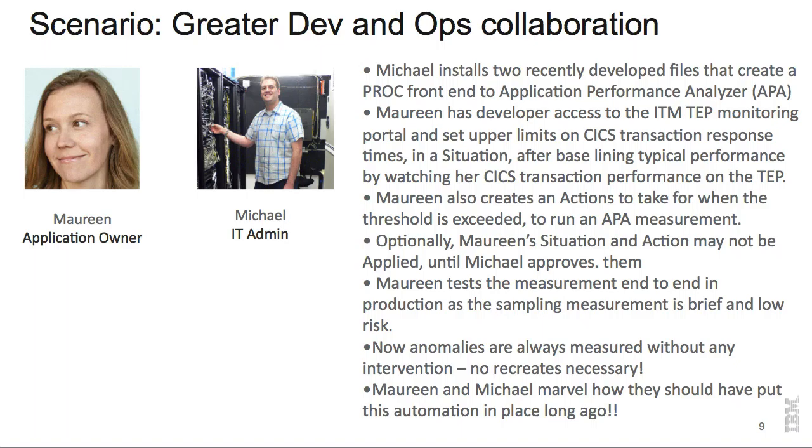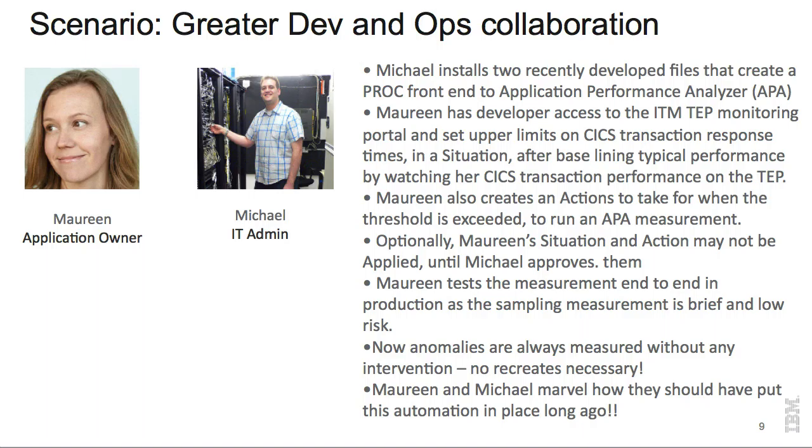With her developer access, she can get onto the ITM TEP monitoring portal and set upper limits for her CICS transaction response times in what's called a situation. She does this after baselining her CICS transaction in production, watching the performance under normal conditions on the TEP. From there, Maureen also creates actions to take when the threshold is exceeded, in this case to run an APA measurement. Optionally, it may be that Maureen's situation and actions may not be applied until Michael approves them.